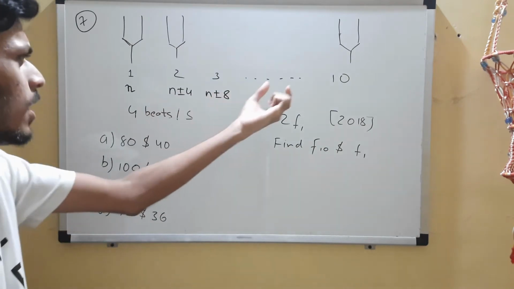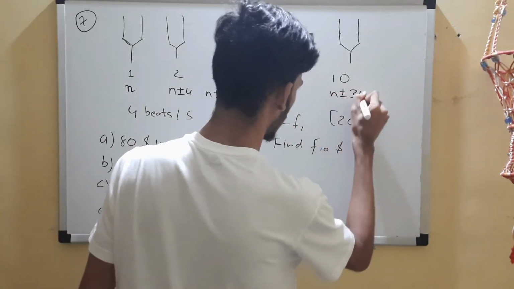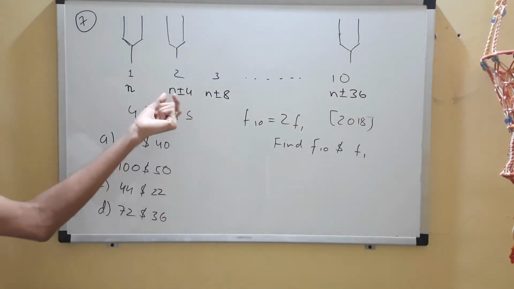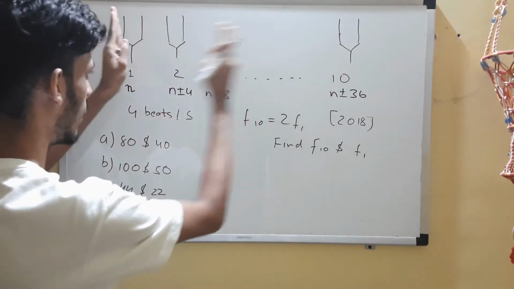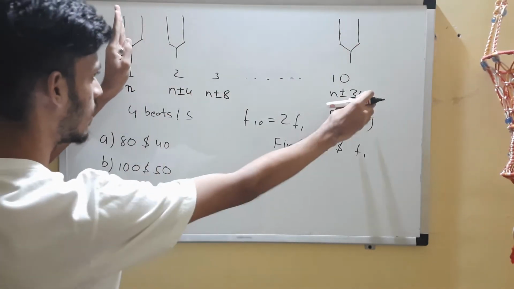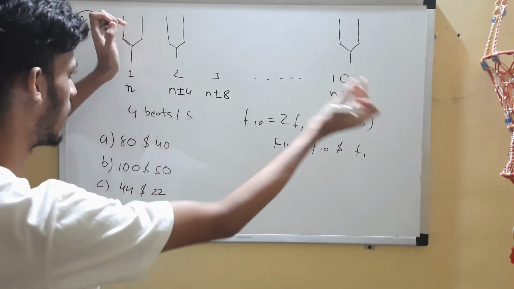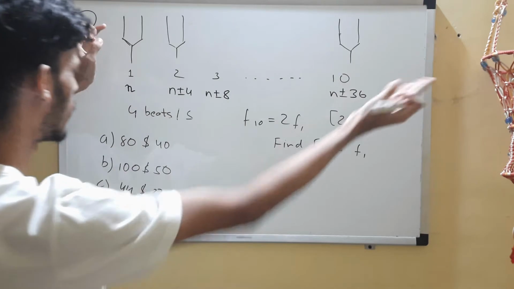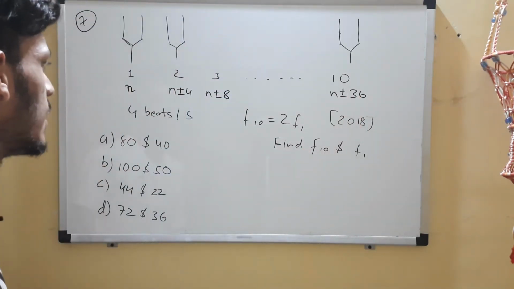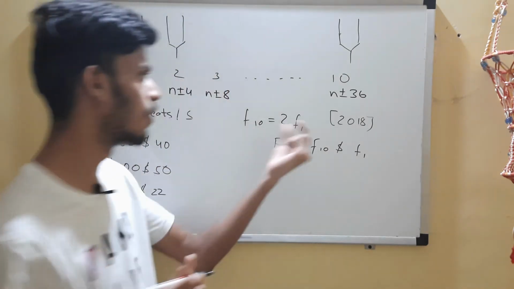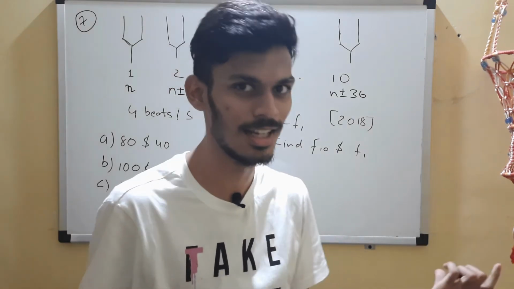Okay, so this goes on till 10, and at 10 we'll get n plus minus 36. Following the same pattern, you can see the table of 4 over here. After 1 there are 9 forks, so 4 9s are 36. After 1 the table begins from here, 4 8 12. So after 1 there are 9 forks, so 4 9s are 36. Following the pattern. Now you can see that the frequency of the 10th fork is 2 times the frequency of the first one, which means frequency is increasing, right?